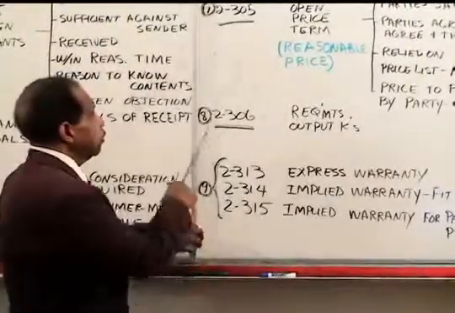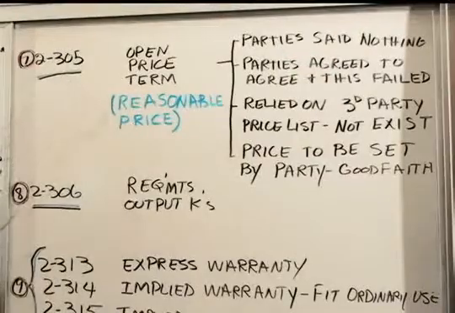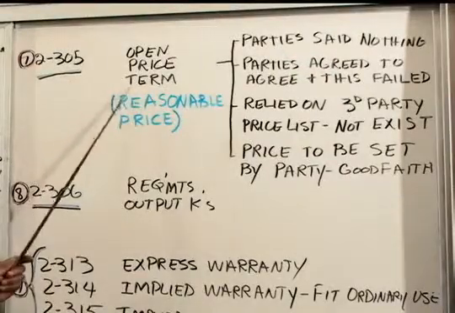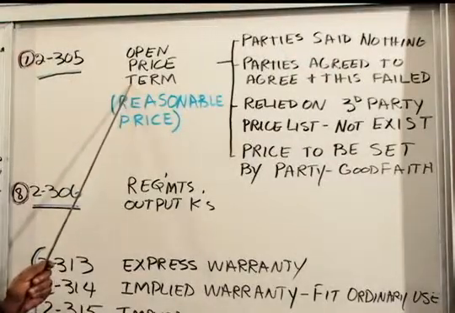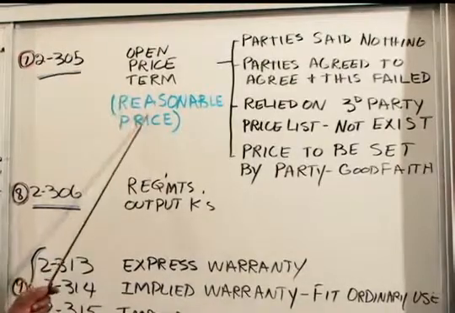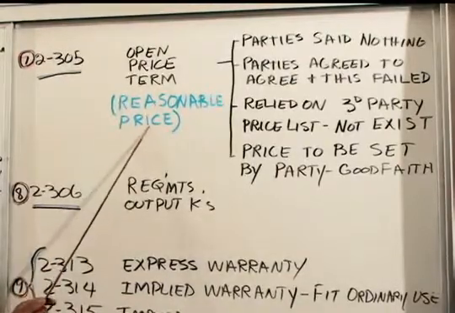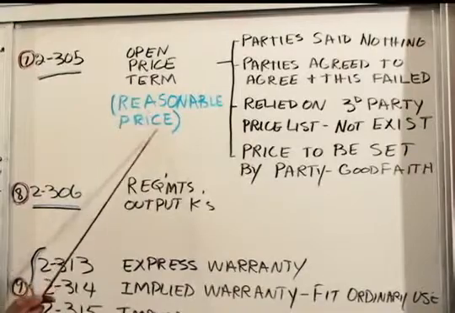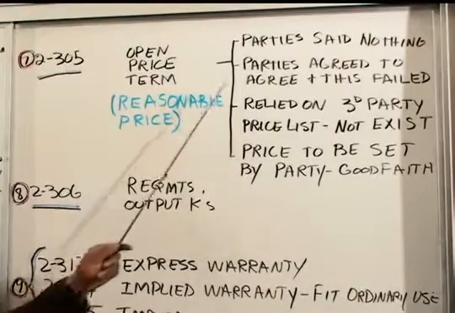The seventh one is 2-305. That is the open price term. And that means that these are situations where reasonable price is what is going to be applied. Reasonable price. Those situations are as follows.